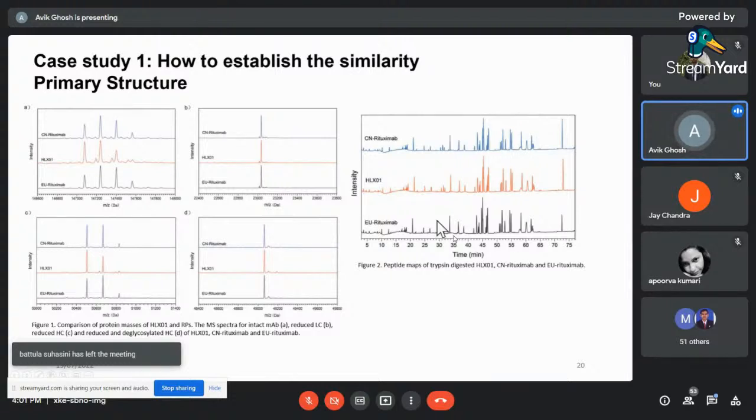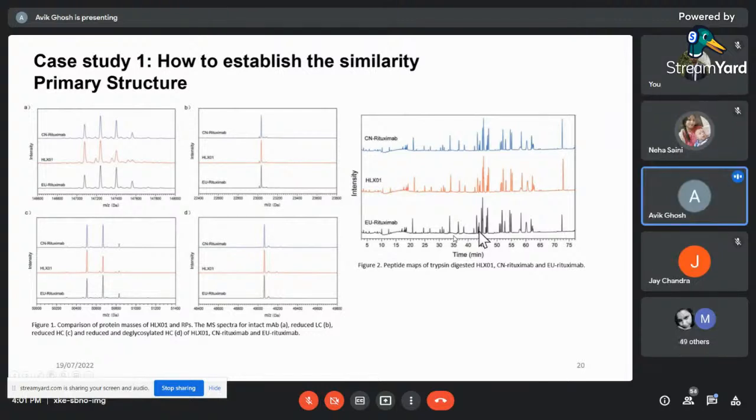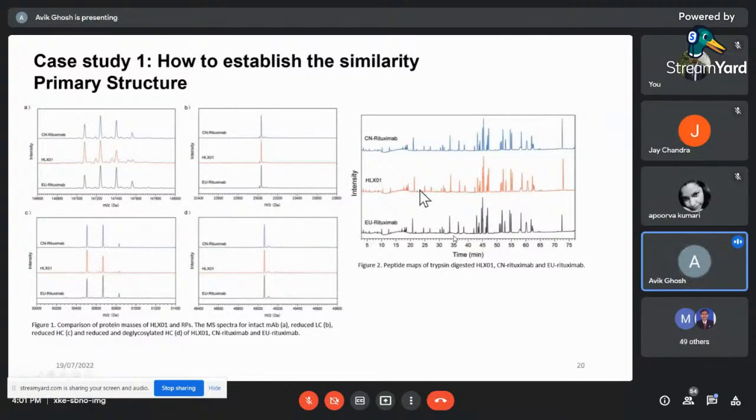And also here as a profile, you want to match the profiles. So as you see over here, all the peaks here are matching, and if there are even minute differences, you have to explain what these differences are coming from.